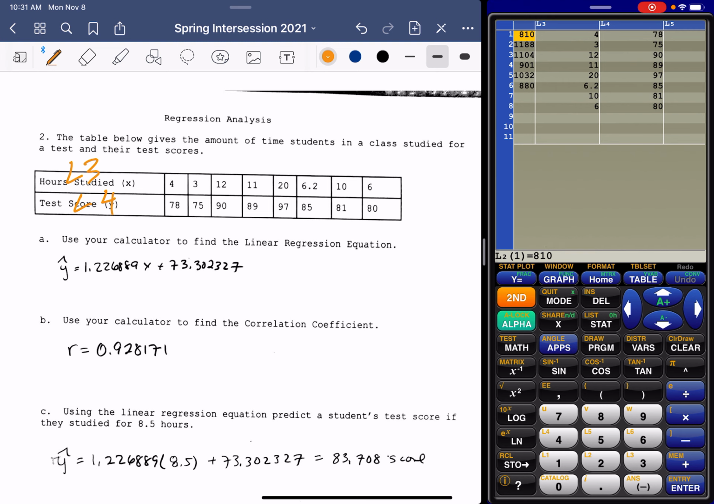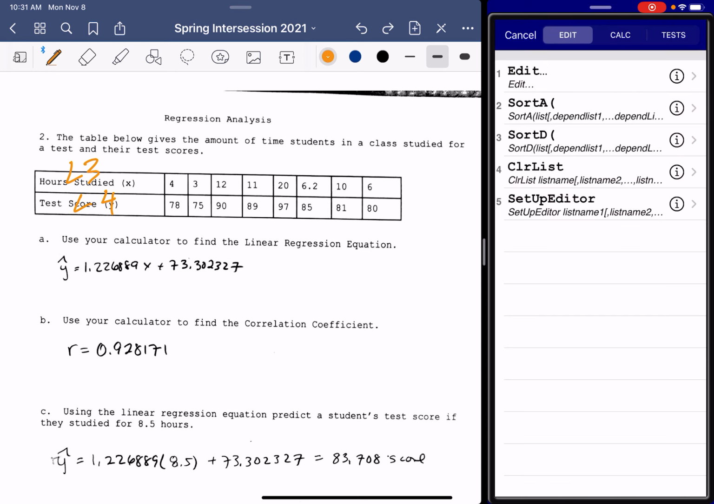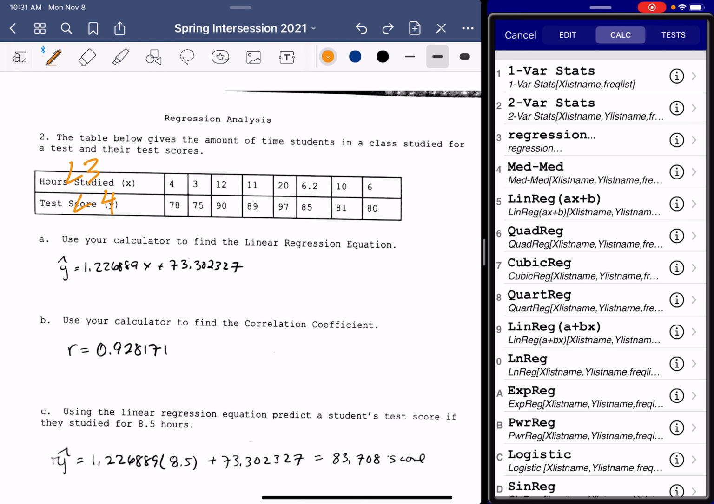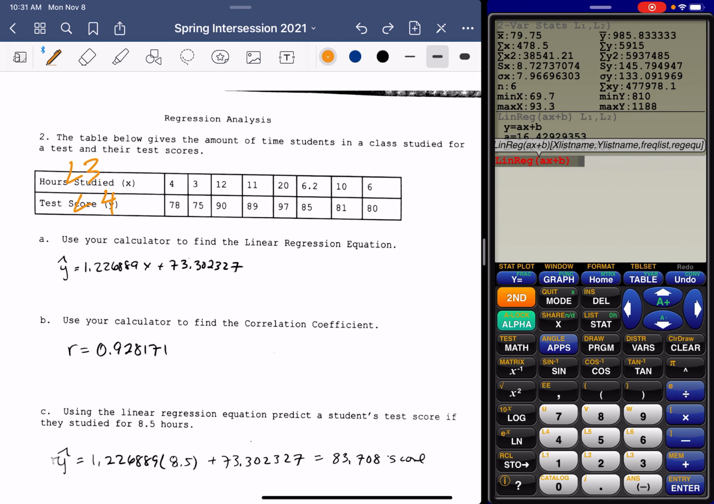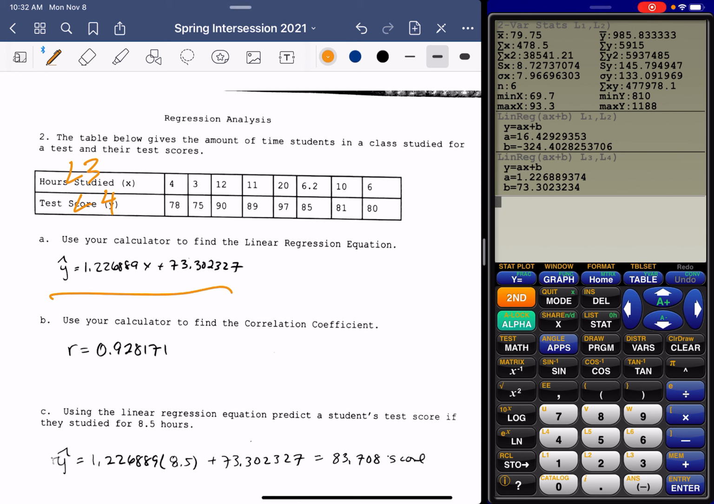Then it says use your calculator to find the linear regression. Oh, that's easy. Stat, calc, linear regression of ax plus b, number 5, L1. No, not L1, L3, comma, L4, right? You got to pay attention. Enter. And bam, just write the answer out, right? I got to write out y hat equals whatever a is, x plus whatever b is. And then boom, done. Okay. Yes, I put more than 3 numbers after the decimal place, which is fine.